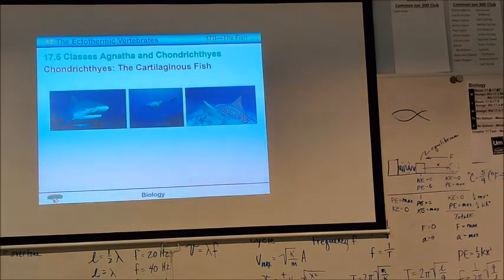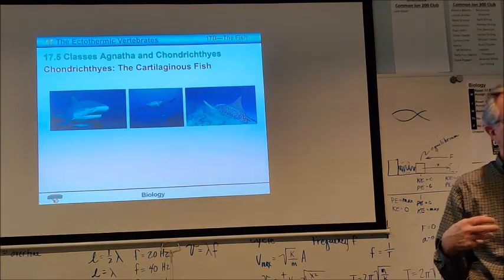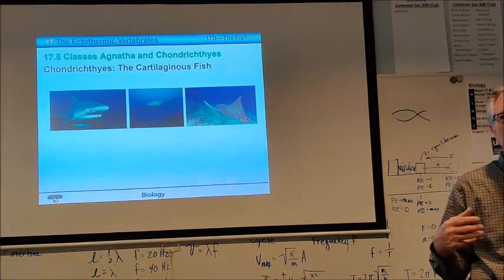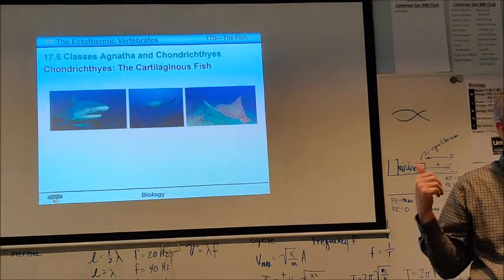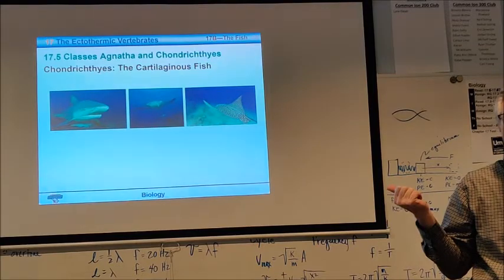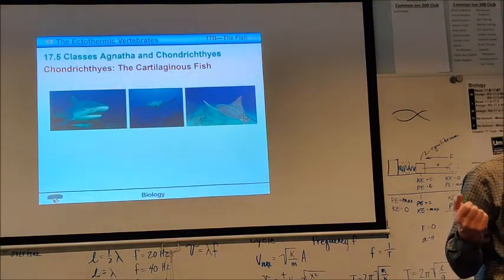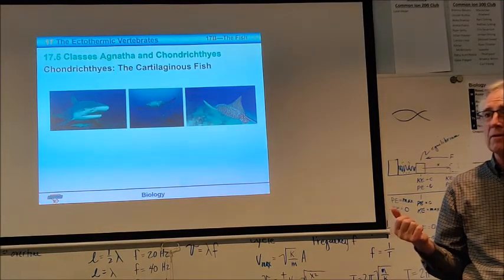Then we have the cartilage fish. Chondrichthyes means cartilage fish. We have found fossils of bony fish, but we don't find many fossils of cartilage fish, like sharks. The only thing that you can find of the shark are their teeth, because they're very hard.